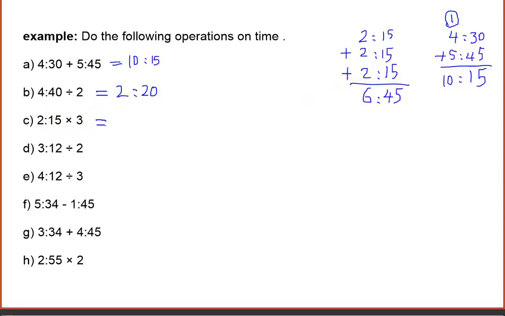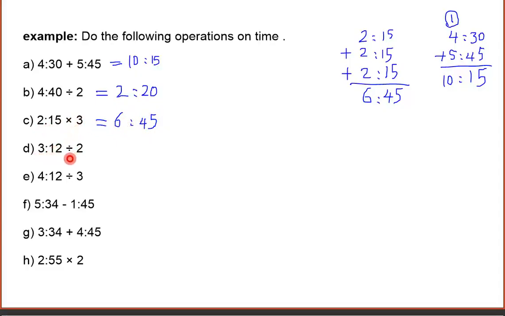So I could simply multiply each part. 3 times 2 hours is 6 hours. 3 times 15 minutes is 45 minutes. Okay, and if the minutes exceed 60, then again every 60 minutes can turn into 1 hour, and like this. You can go forward like this in the multiplication.